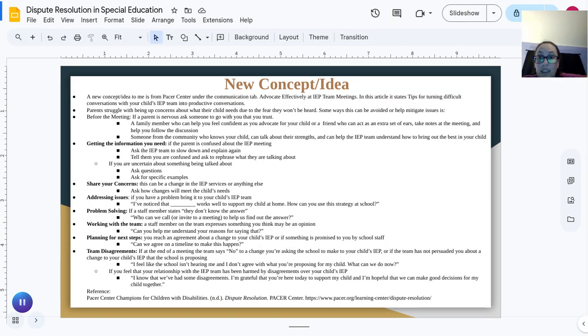Team disagreements. If at the end of the meeting the team says no to a change you are asking the school to make to your child's IEP, or if the team has not persuaded you about a change to your child's IEP that the school is proposing, you can just simply say, I feel like the school isn't hearing me and I don't agree with what you're proposing for my child. What do we do now?